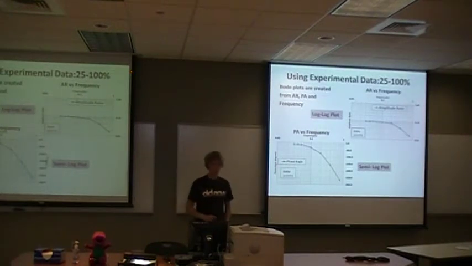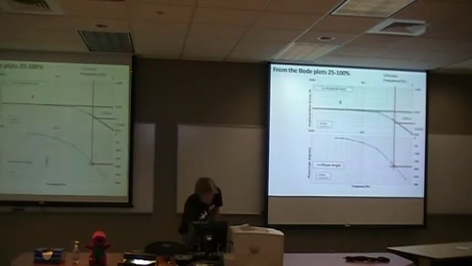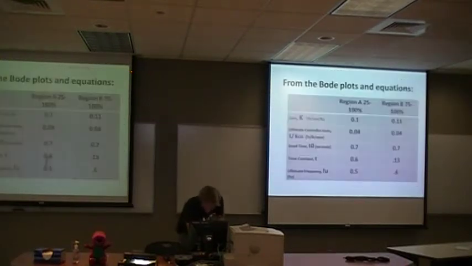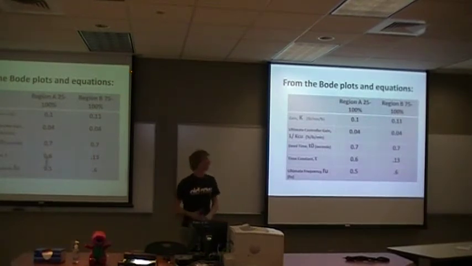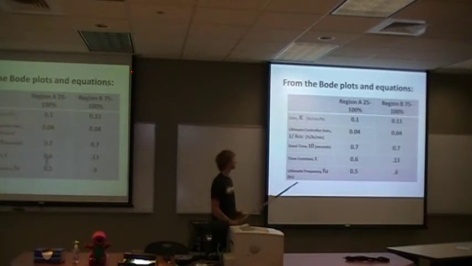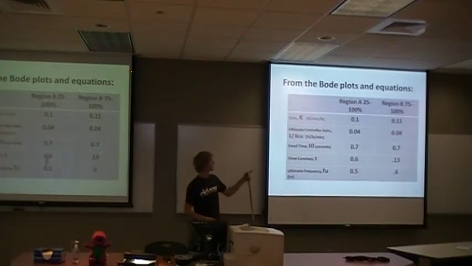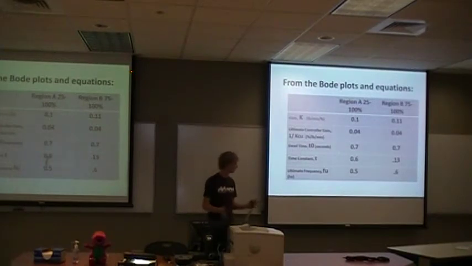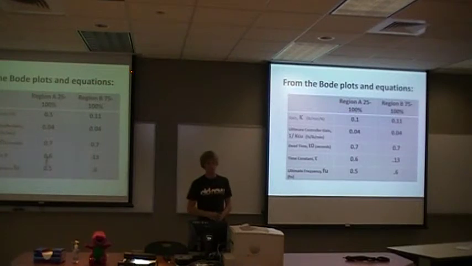No, that's cool. This is the Bode plots. Here are the results for the Bode plots, and there are questions. Most of them were pretty well on there. We had a little bit of miscommunication, so we did region A. We had 25 to 100%, and then 75 to 100%. So we had a slightly interesting overlap there.